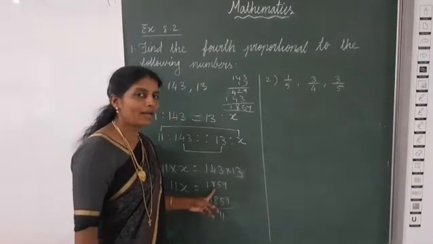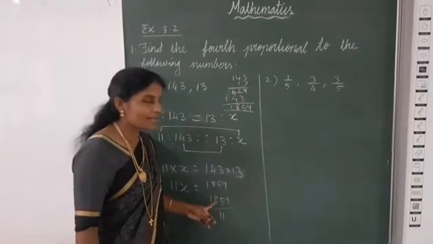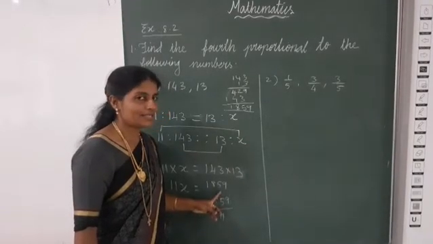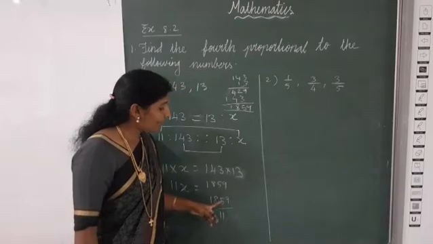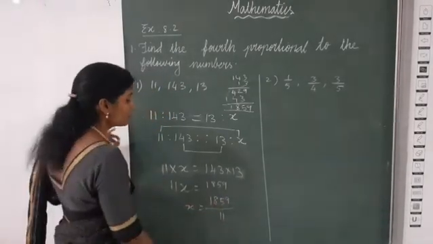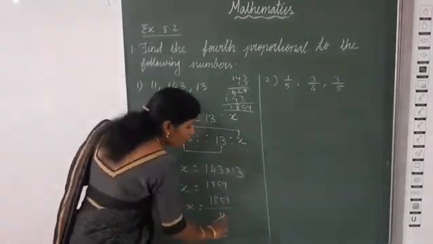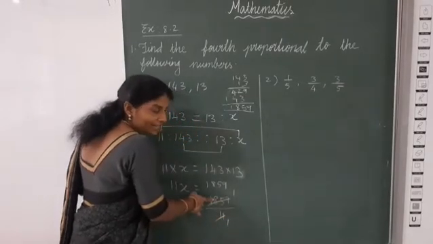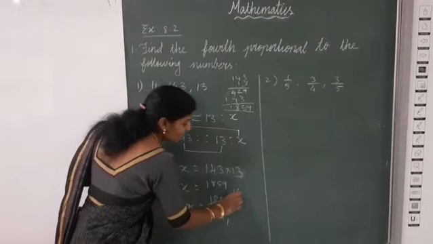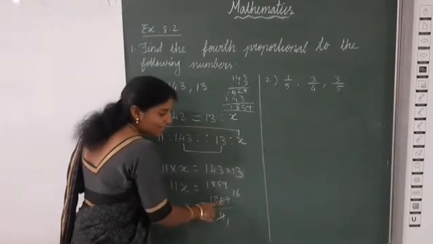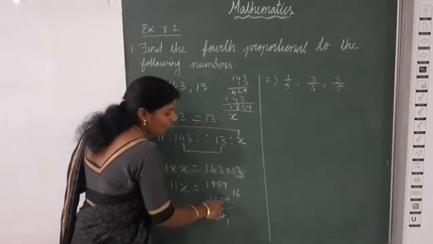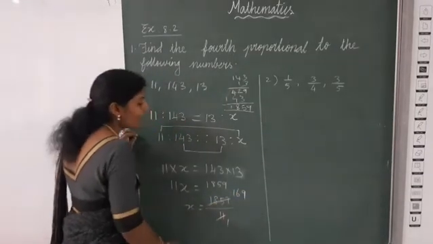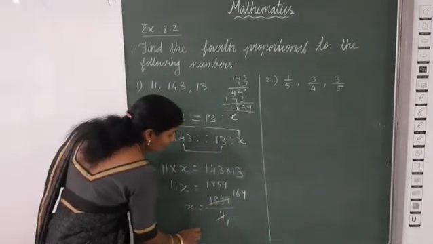So we can use the 11 table. 11 ones are 11, balance 7, 75. 6 elevens are 66, plus 5, 9, balance 99. 9 elevens are 99. So, what's the value of x?